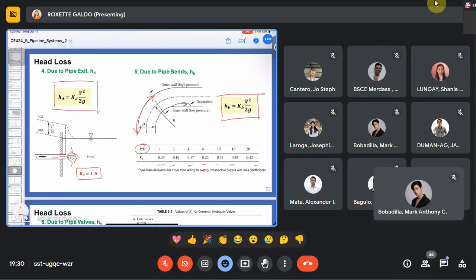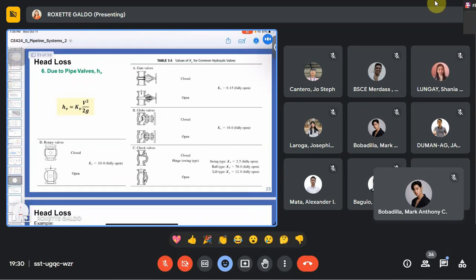Baliday. Now the last type of head loss is due to valves. Okay? Kana bitong mga valves na to sa balay. So before na ma-release ang tubig gikan sa source, if you open na to ang gate valve, okay, na siya head loss diha. Okay? And head loss due to pipe valves can be computed using this equation. So KV V squared over 2G. KV is the coefficient for hydraulic valves.